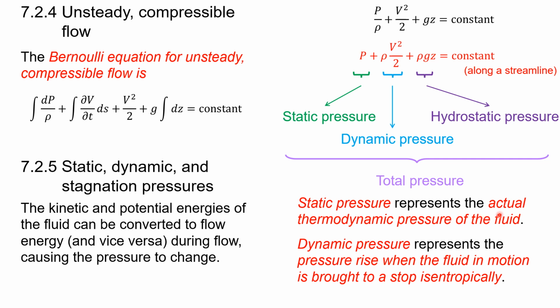Static pressure represents the actual thermodynamic pressure of the fluid, which you can measure with a device. The value that you get from the pressure gauge, we call the static pressure. Dynamic pressure represents the pressure rise when the fluid in motion is brought to a stop isentropically. So dynamic pressure is the pressure at the moment you suddenly stop the flow. What is the pressure then? That is what we call dynamic pressure. So it is the pressure in the movement.